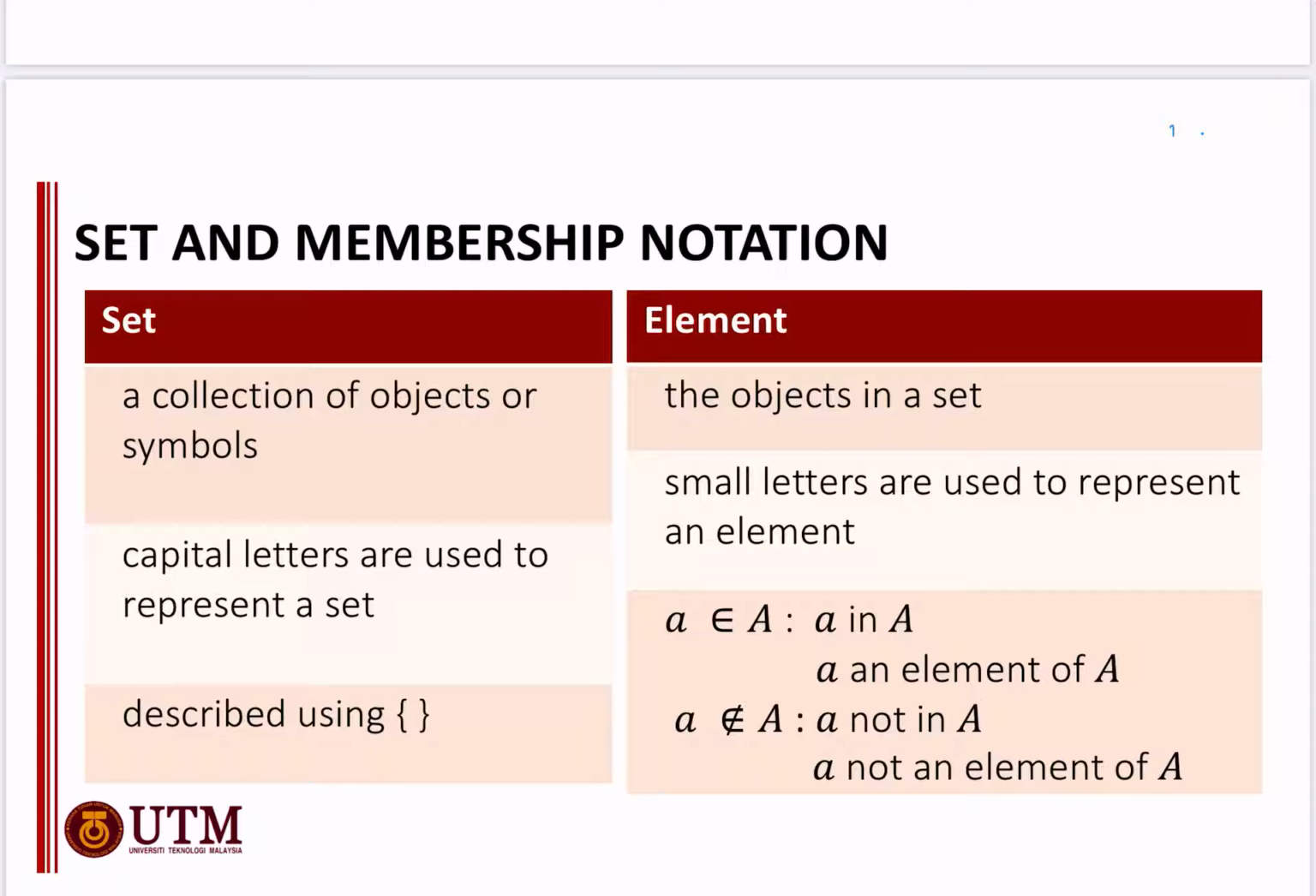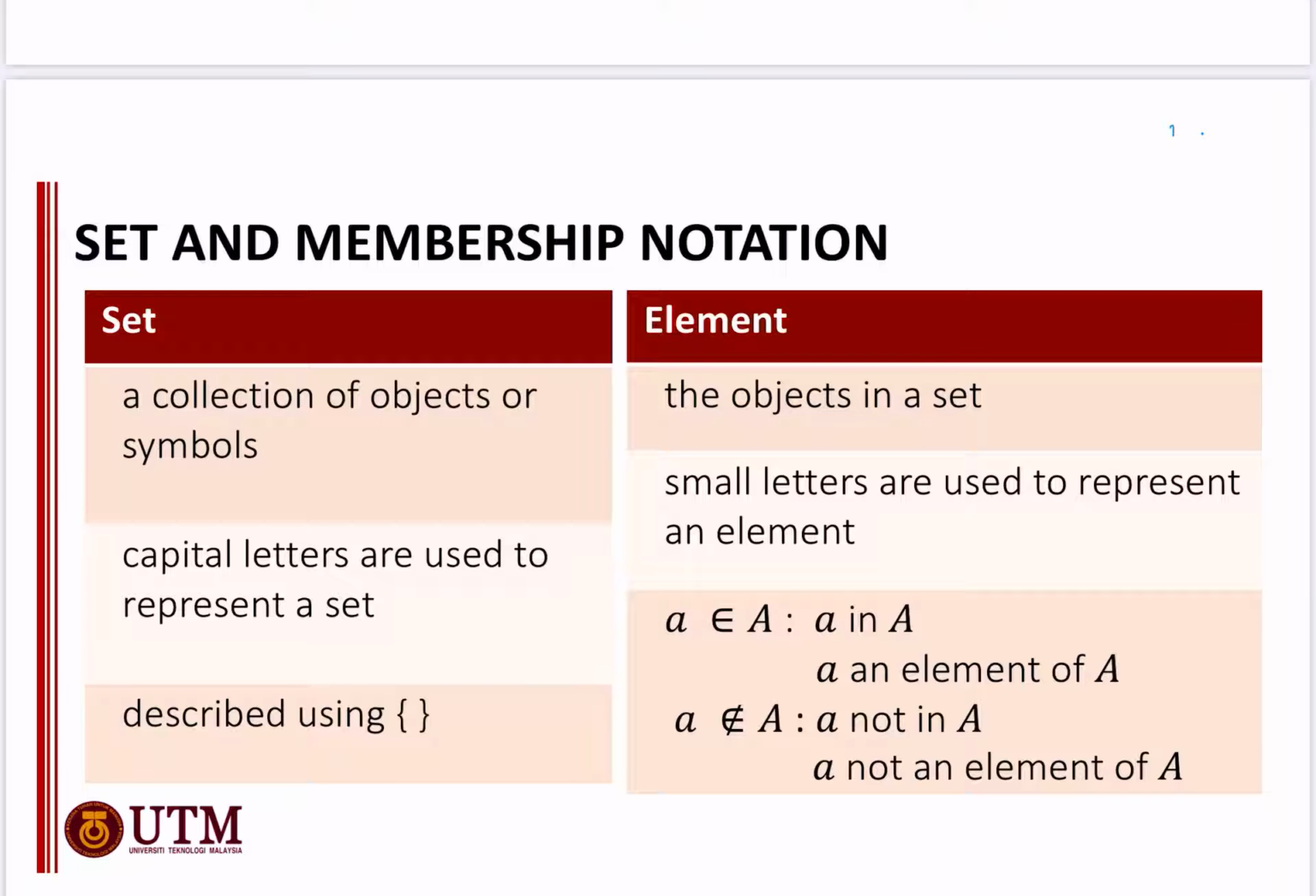If I have a set, the objects in the set are called the elements or members of the set. When we define a set, we say that a set is a collection of objects. The objects are called the elements in the set. Usually we use capital letters to represent a set, meanwhile small letters are used to represent an element.